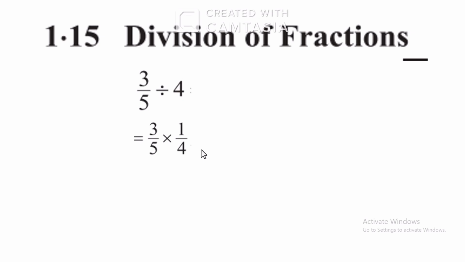Then we have to take the reciprocal of the second fraction. So, 3 by 5 multiplied by the reciprocal of 4, which is 1 by 4. So, 3 by 5 into 1 by 4. Then we know the rules: 3 into 1 is 3, and 5 4s are 20. So, 3 by 20.